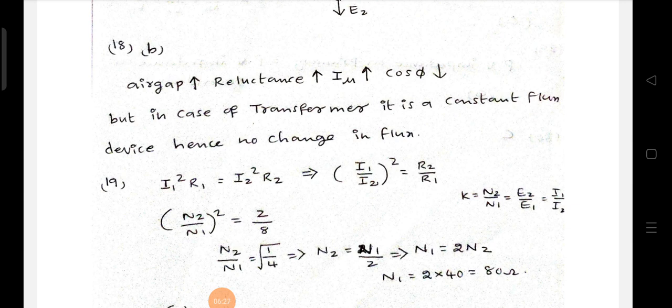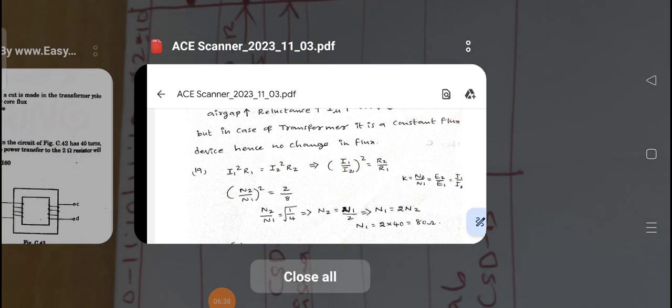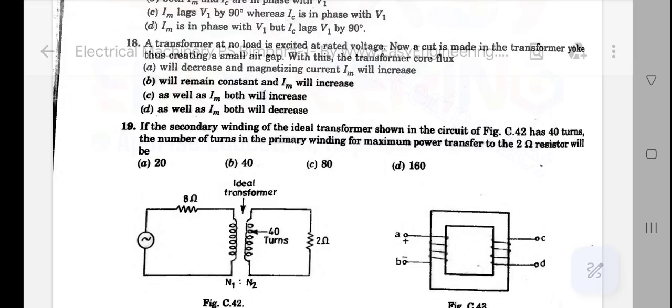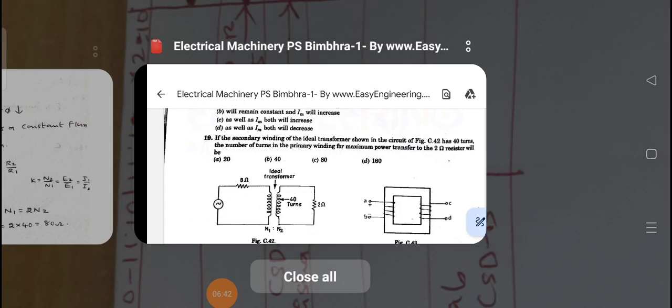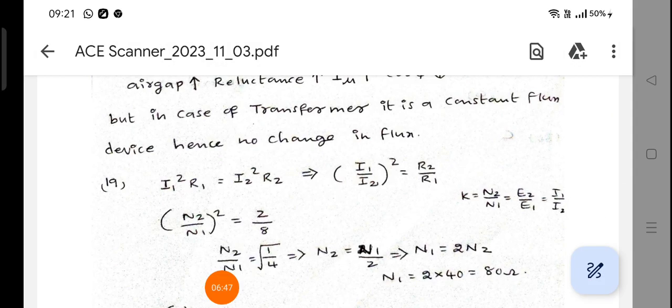That is I1 square R1 is equal to I2 square R2. From that equation, (I1 by I2) whole square is equal to R2 by R1, right? Secondary resistance is given as 2 ohm, primary resistance is 8 ohms, and secondary turns are given as 40. Now see here, we already know that transformation ratio K is equal to N2 by N1, that is equal to E2 by E1, that is equal to I1 by I2.